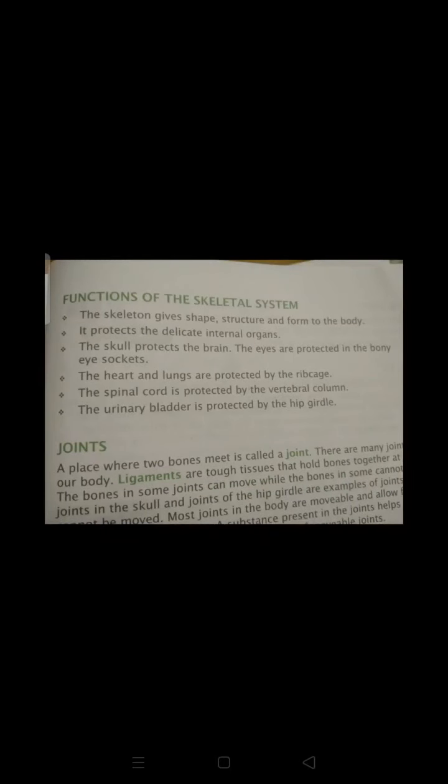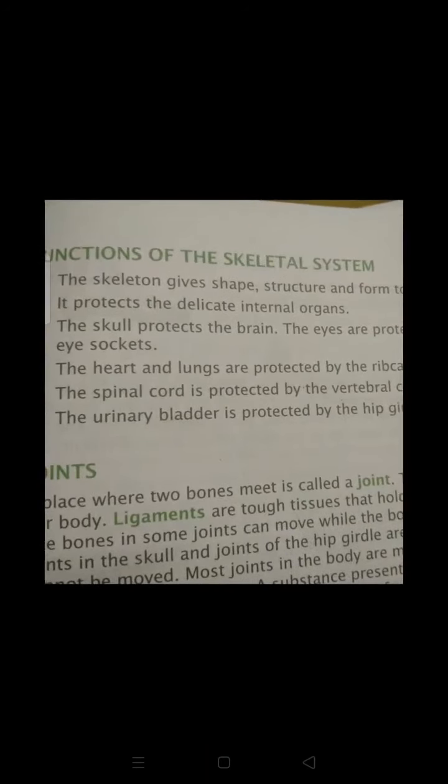Now, functions of the skeletal system. The skeleton gives shape, structure, and form to the body. It protects the delicate internal organs. The skull protects the brain.